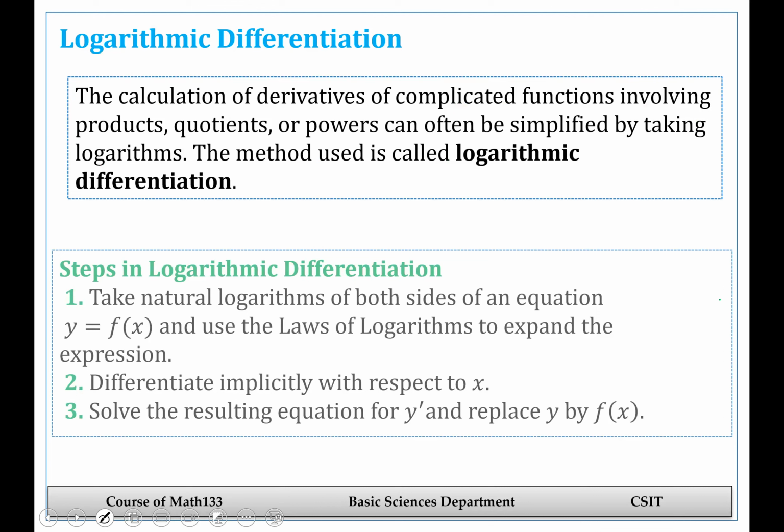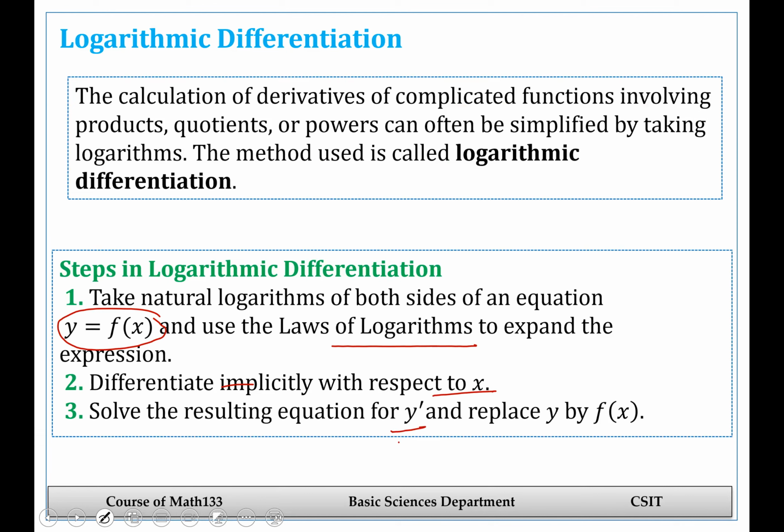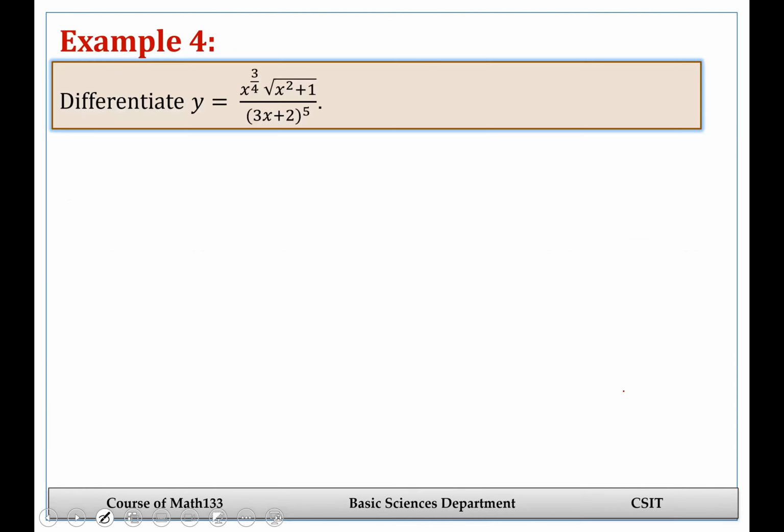Now we start with the logarithmic differentiation, and here are the steps. The first step is to write the equation y equal to f of x, take the logarithm, use the logarithm laws, and then take the derivative with respect to x, solve the resulting equation for y prime, which is the unknown. And finally, you will replace y by f of x to get the expression in terms of x only. Look at this example.